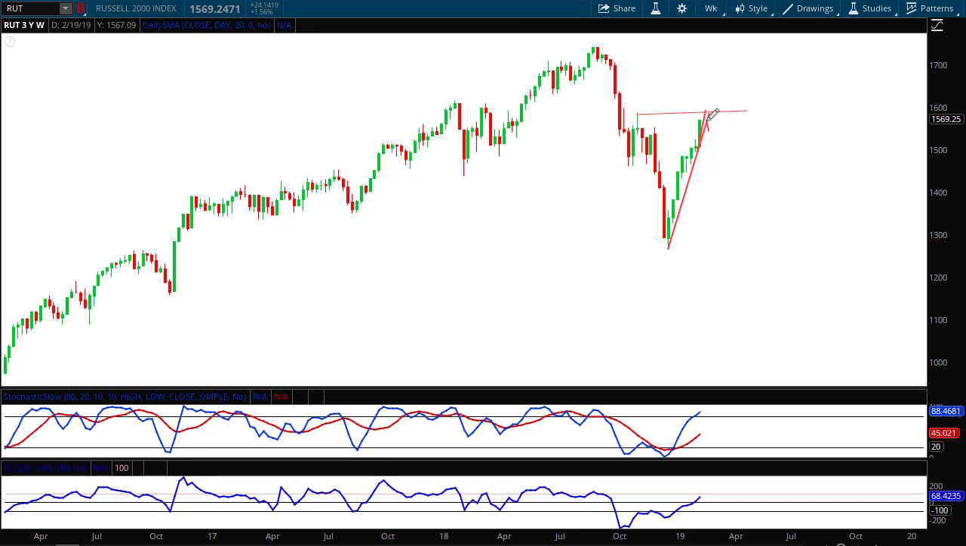We're long overdue for a red candle. I think that red candle will show up next week. Stochastics is showing extremely overbought, and we have a possibility of the stochastics dropping next week. So keep an eye on the Russell 2000.